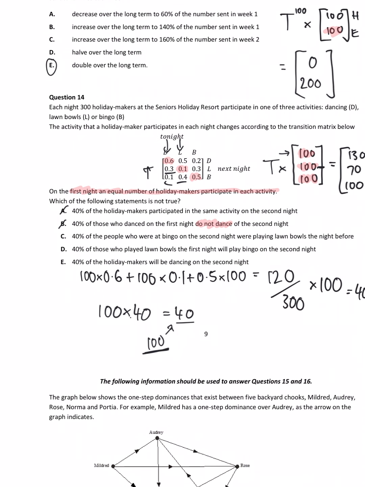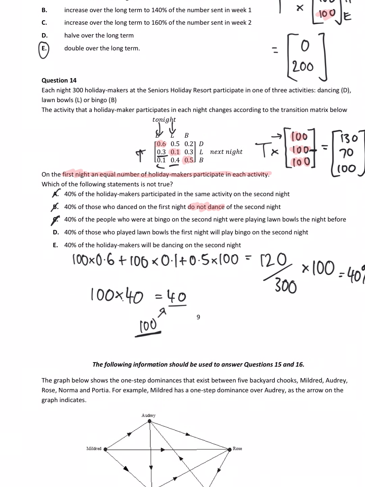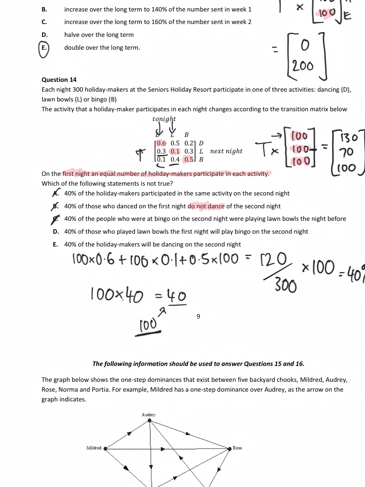Essentially what you're doing is this 100 times 40% will equal 40 people. And what this question's saying is that of the people who are doing bingo on the second night, which is 100, 40% will come from lawn bowls. So 40% of 100 is 40 people. So that matches up. All right, so that's correct. Sorry if I explained that really badly, but that's that one. Just go back if you need that one again.